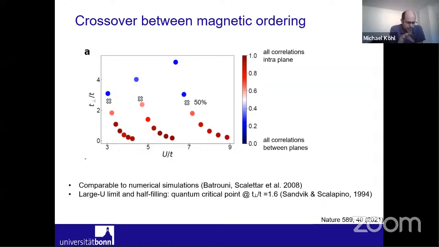But I should also stress here that we're not claiming to have seen any quantum criticality. We just see a crossover between the magnetic orderings in the plane and out of the plane.